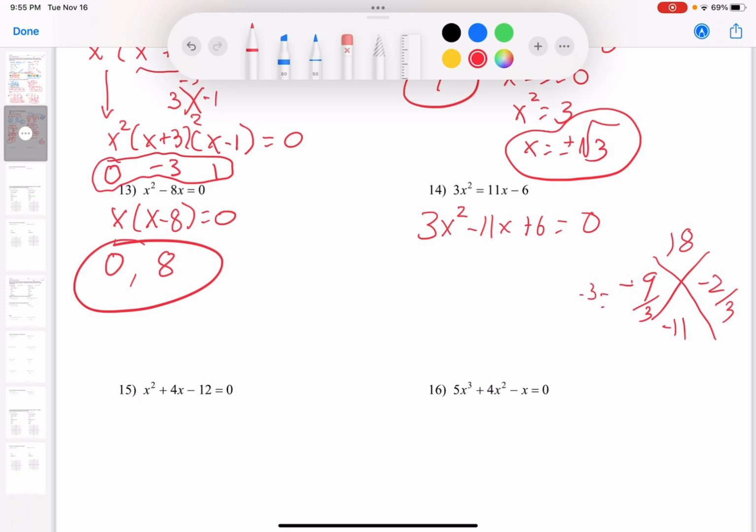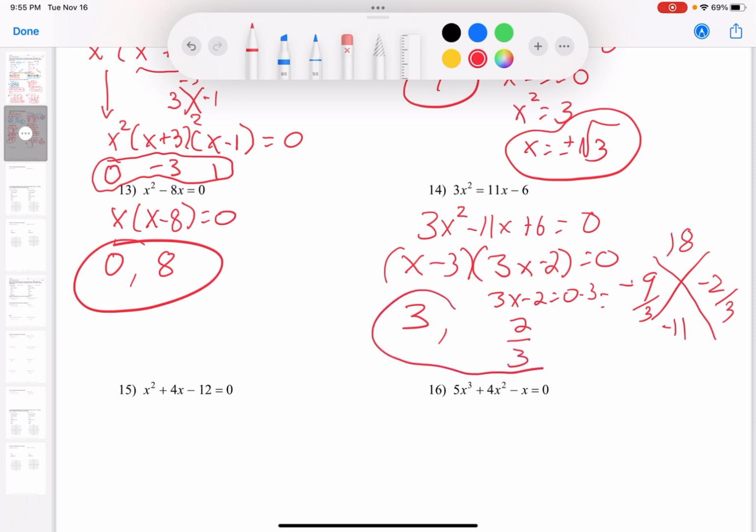This reduces to negative 3. So that gives me x minus 3. The other one doesn't reduce. That's 3x minus 2. What makes this 0? Well, 3 makes that 0. And then this would be 3x minus 2 equals 0. So add 2, divide by 3. Here's zeros.